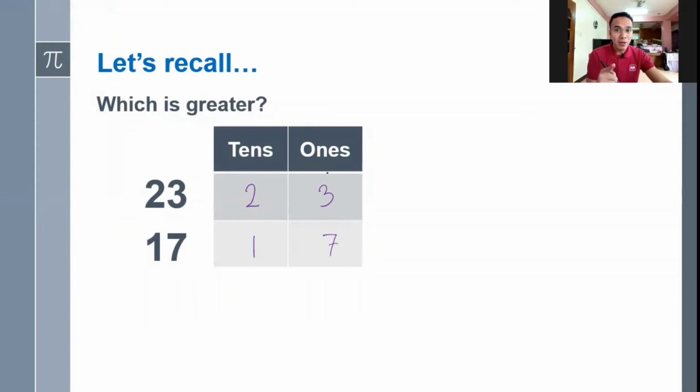When you compare numbers, you always start comparing the tens in this example, because tens is the highest place value. So we compare the tens, and the tens here are 2 and 1. Between 2 and 1, 2 is greater. Therefore, we can say that the number 23 is greater than 17.